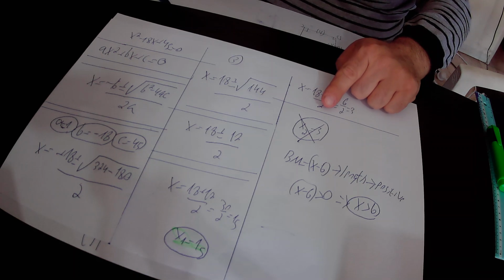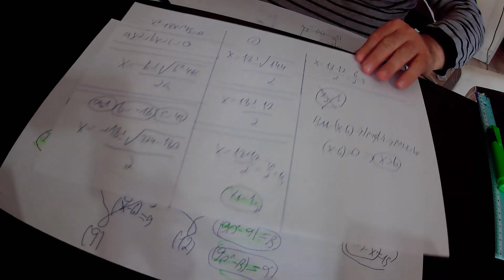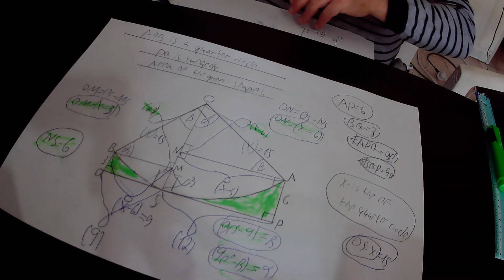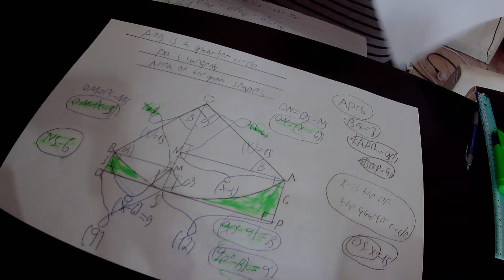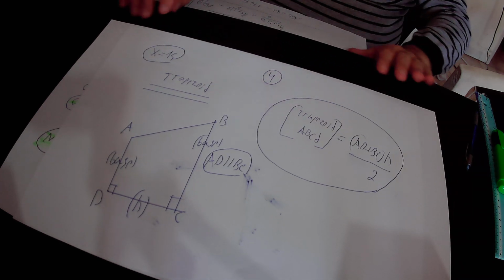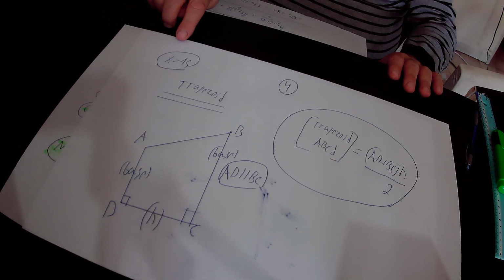Therefore, we cancel this solution and we are left only with the other solution that is possible for x, that is x equals 15 units in length. The only solution that is possible for x is that x equals 15 units in length.